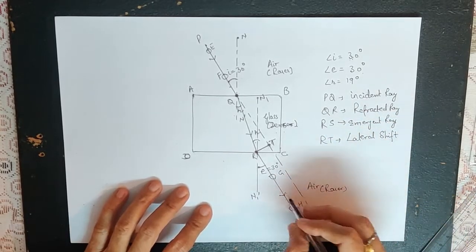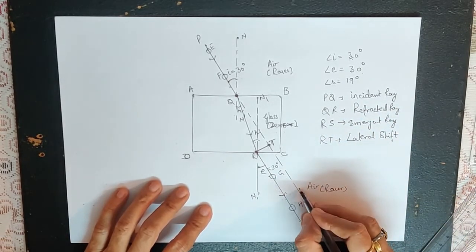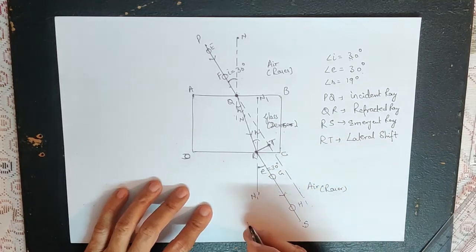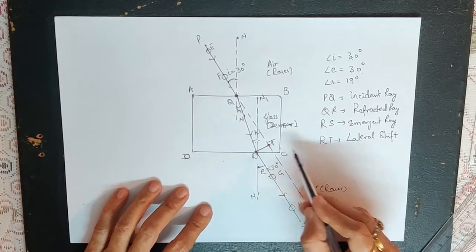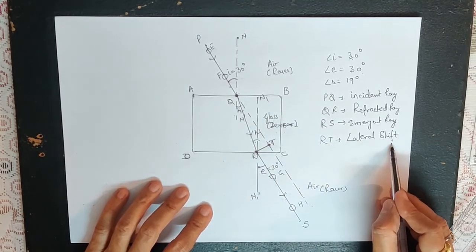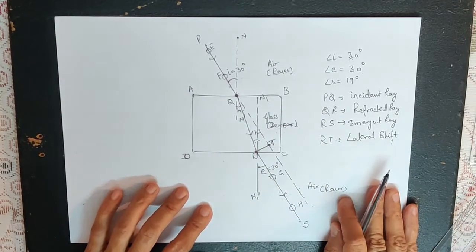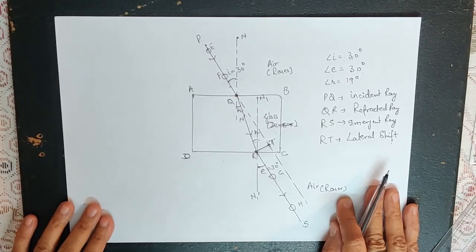That is, the emergent ray is parallel to the incident ray, but it is shifted sideways. So the perpendicular distance between the incident ray and the emergent ray, we call the lateral shift. So this is how the refraction takes place through a glass slab.